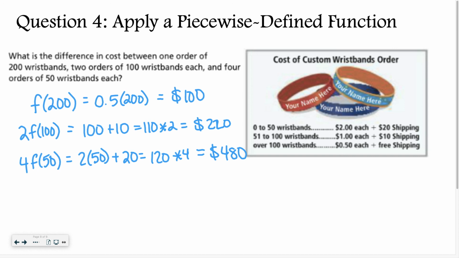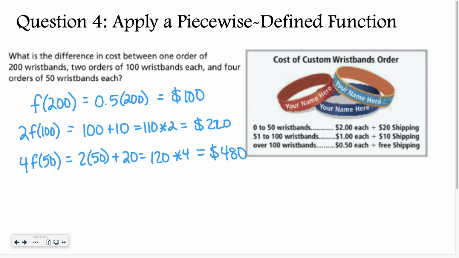Okay, so for these costs, hopefully you figured out that one order of 200 wristbands is $100. 2 orders of 100 wristbands each would be $220. And 4 orders of 50 wristbands each would be $480. So you can see that's quite a difference, right? So when you're ordering things, it's always a really good idea to check out the different tiers and figure out, is it going to be cheaper to just order a bunch at once? Or is it better to order smaller groups of wristbands, in this case, more often?